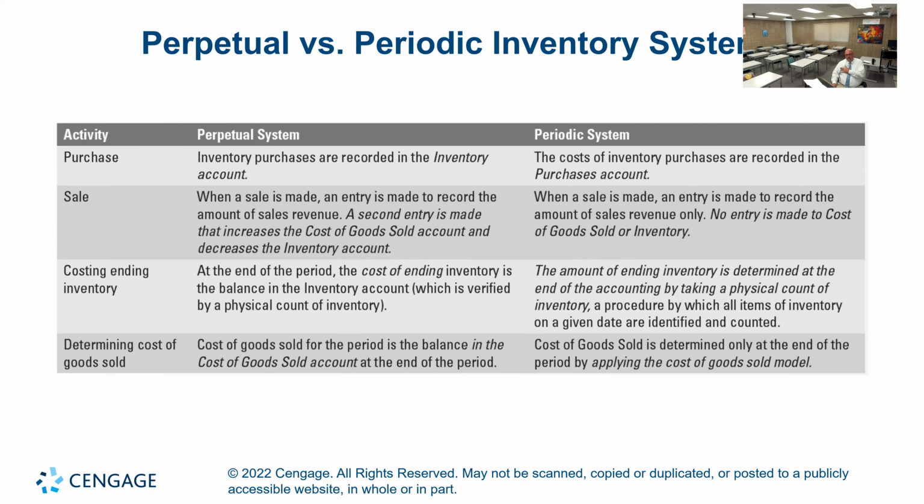Under the periodic system, if we want to know our inventory in the middle of the month, we'd have to take a guess on our inventory or do a quick count. Under perpetual, it would be there immediately, but we'd have to add a little to it because of stuff we don't know about yet.